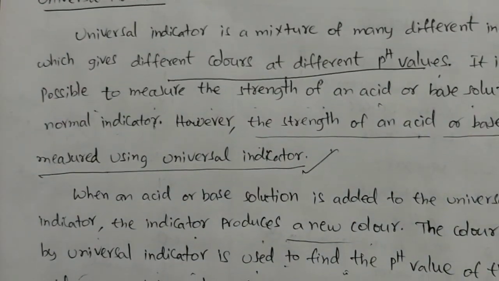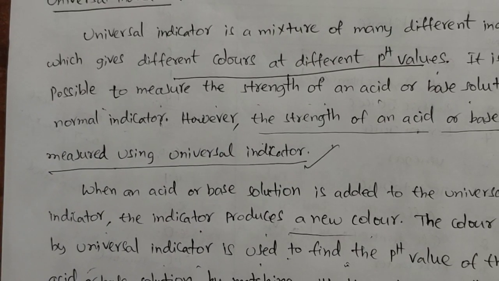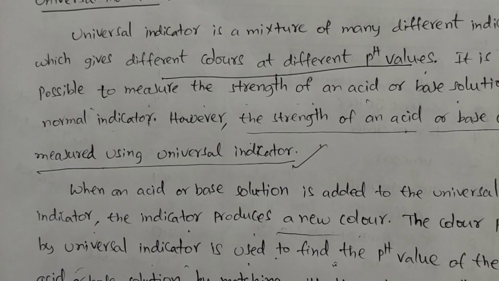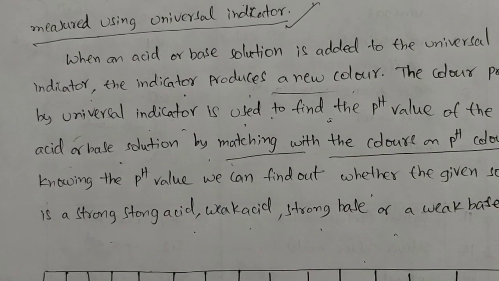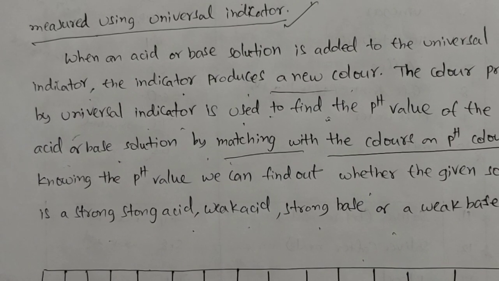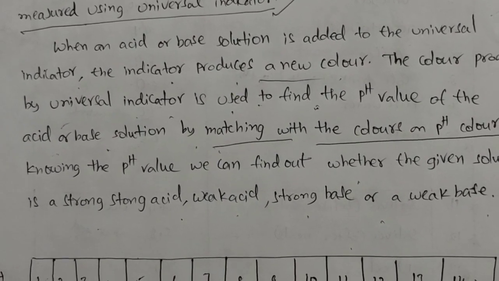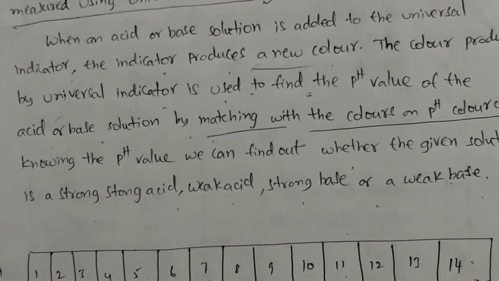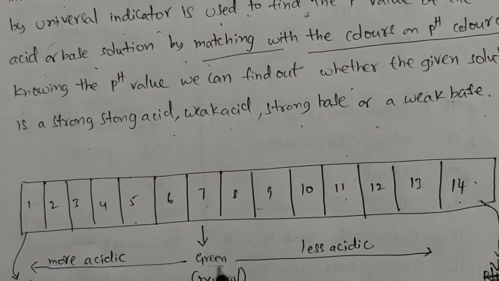And finally, universal indicator. So universal indicator is used to measure the strength of acids and bases, right? Unlike normal indicators, it differentiates weak acids from strong acids as well as weak bases from strong bases. Then what we do, we simply take a universal pH paper and put the solution whose pH is to be determined. Based on the color change, we match the color with the pH chart and find the corresponding pH.